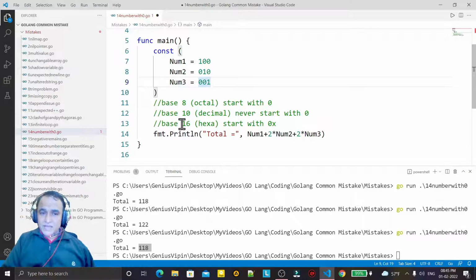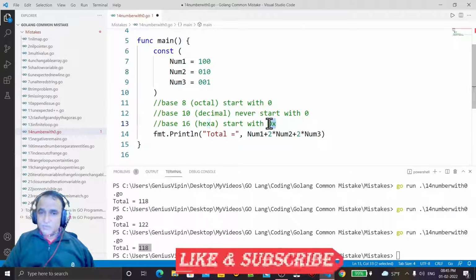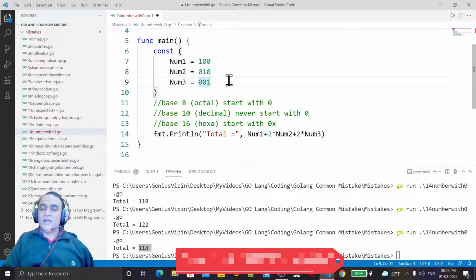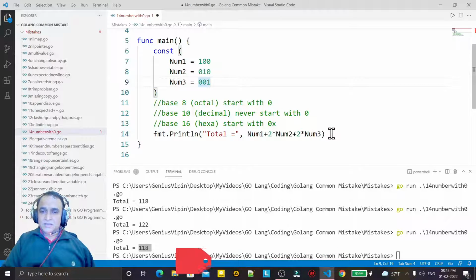And if we have a hexadecimal, a base 16, then it starts with 0x. Usually in other languages we also start with 0x. But in other languages, if we take a number like this, we do not have this kind of thing. It is only possible here in the Go language. So you have seen the problem. We have to remove this, then we will have the desired output.